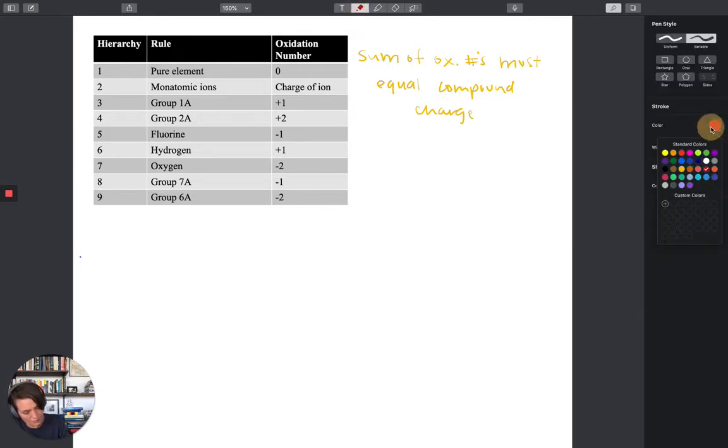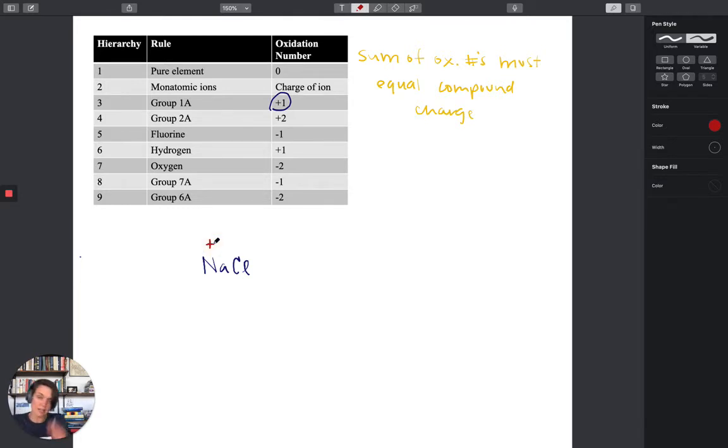If you have a group 1A metal, it is going to have a +1 oxidation number. So for example, if you had NaCl, the sodium oxidation state is going to be +1. It needs to have an overall charge of 0, so my chlorine is going to have a charge of -1. Right? But the first rule I have to obey here is that group 1A has a +1 charge.